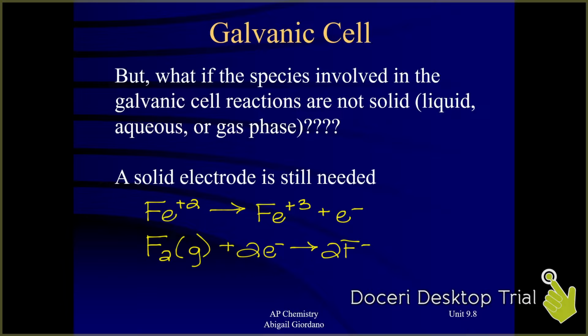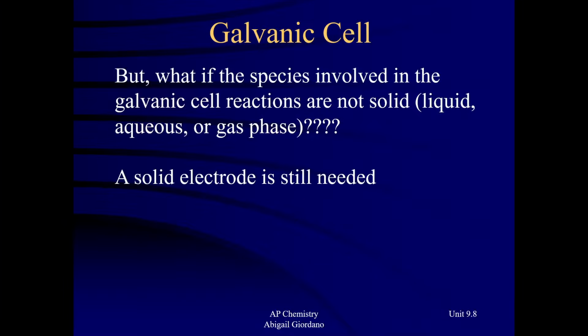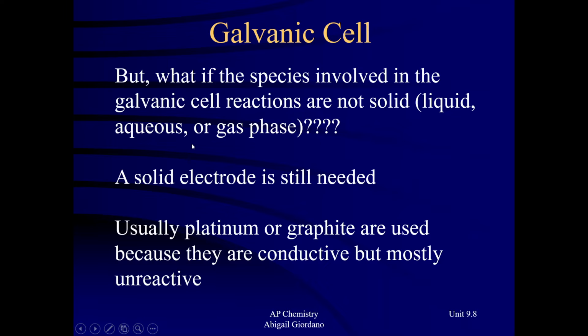So what do you do if one or both of your half reactions don't even involve a solid? Well, if that's the case, typically the electrode is going to be made of either platinum or graphite. These are both materials that are very conductive. They'll allow electrons to flow, but they're fairly unreactive. They're not going to interfere with the chemical reaction going on. Okay, so just needed you all to know that.